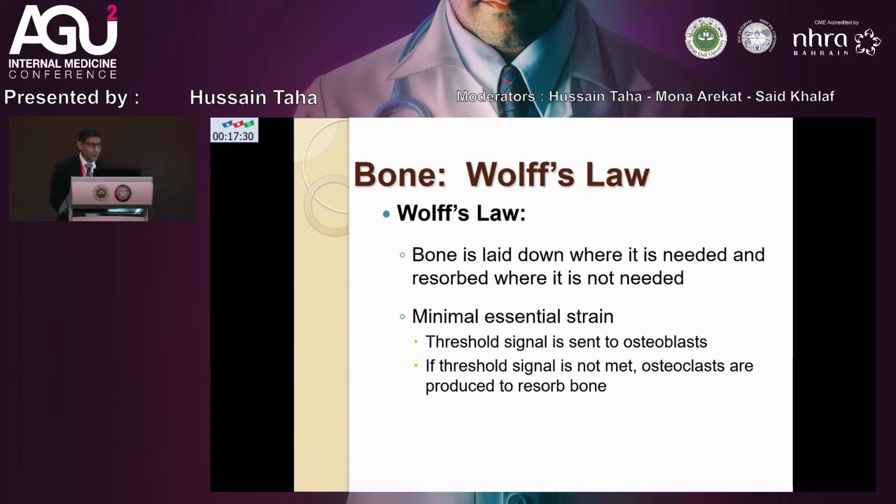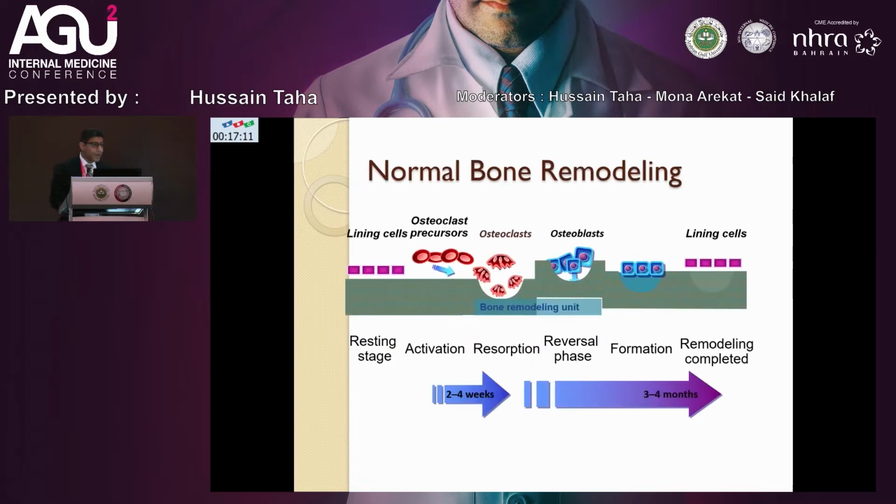What is Wolff's law of bone formation? Bone is laid down where it is needed and resorbed where it is not needed. We need a minimal essential strain. That's why when we exercise, we strengthen our bone. If we don't exercise, our bone resorbs. And this is the normal bone formation. It occurs throughout our life, from childhood till death. There is the osteoclast removing the bone, then osteoblasts come into the picture and form newer bone, then the lining cells.